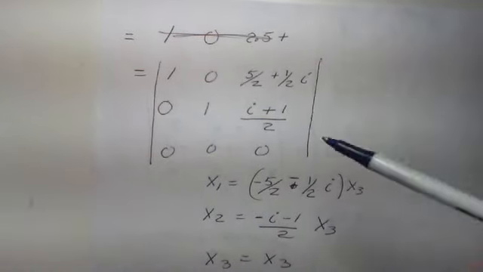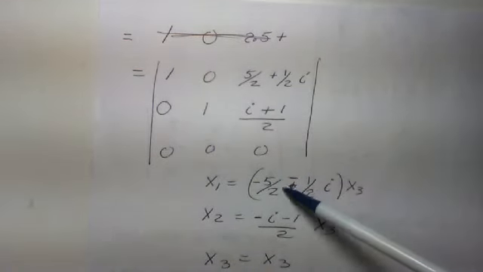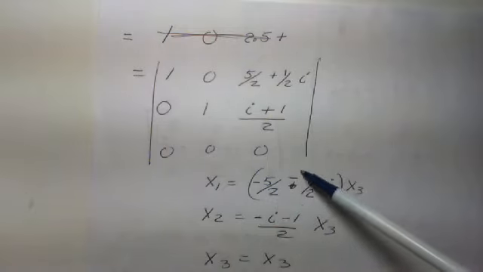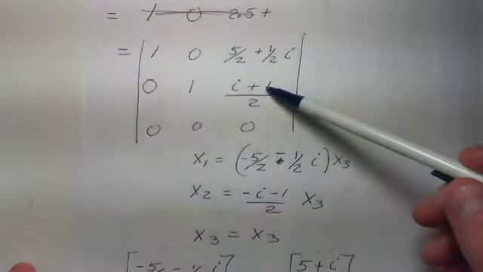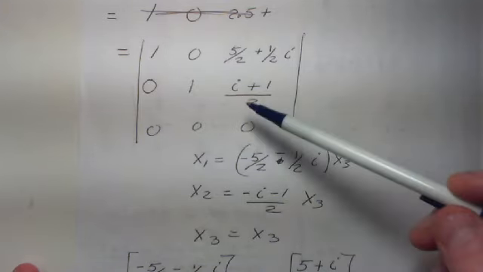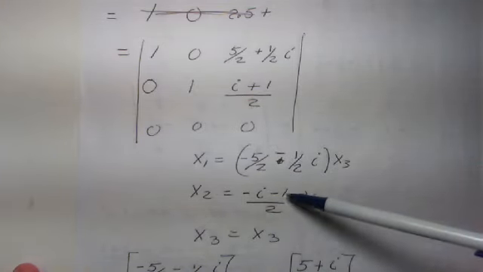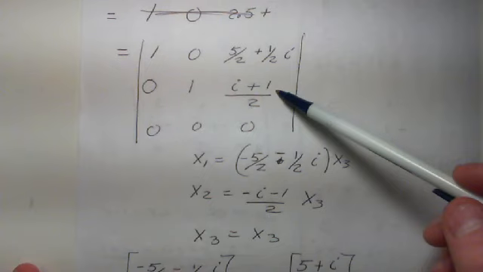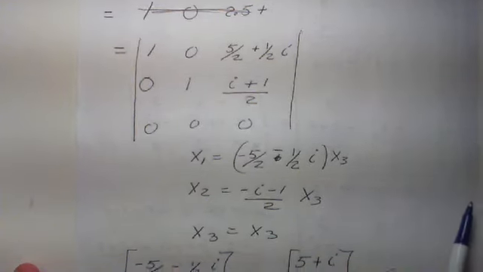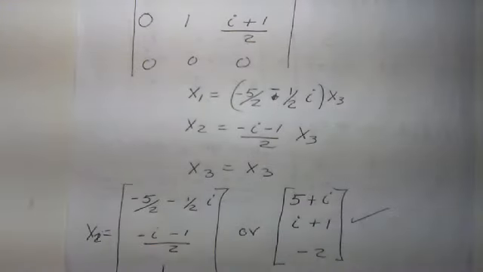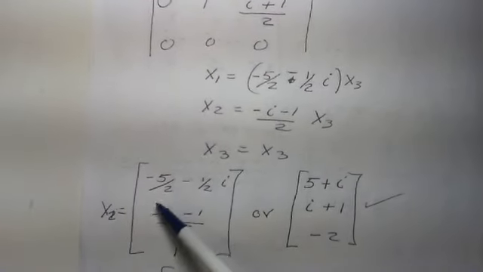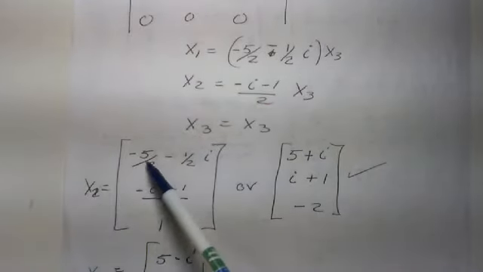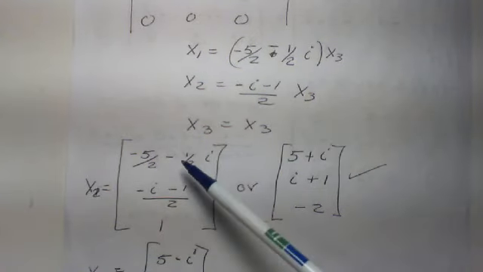So I can basically say that x1 is going to be -5/2 minus 1/2 i of x3. And from this one, I can say x2 is going to be minus i minus 1/2 times x3, because all I'm doing is moving these to the other side. And I can say x3 is equal to x3. Alright, so there's nothing that says I can't write this solution as x2 being what these values are.